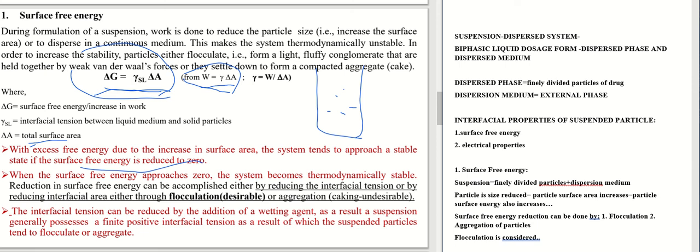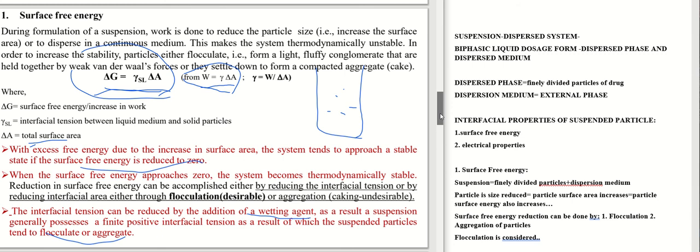And also the interfacial tension can be reduced by the addition of wetting agents. So addition of flocculating agents or wetting agents will help the suspended particles to undergo flocculation. So it is always important to add a wetting agent or a flocculating agent to promote flocculation among the particles.